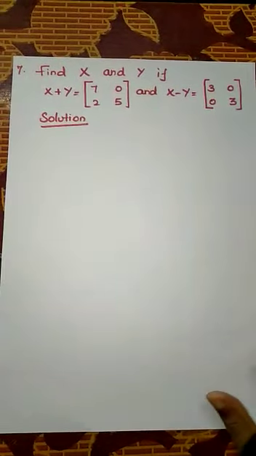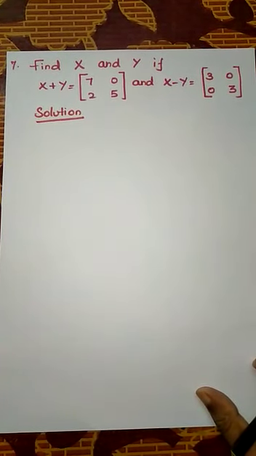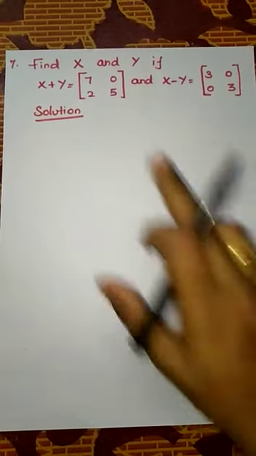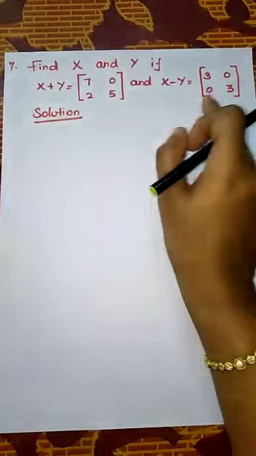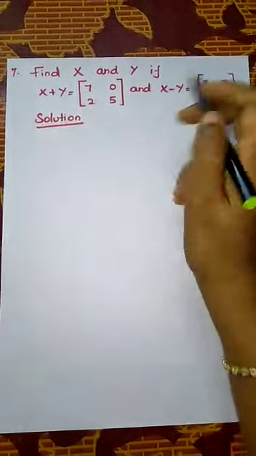Next. Find x and y if x plus y is equal to 7025 and x minus y is equal to 3003. This is actually equation format. This is a linear equation only, so we have to use the elimination method and find out the values.